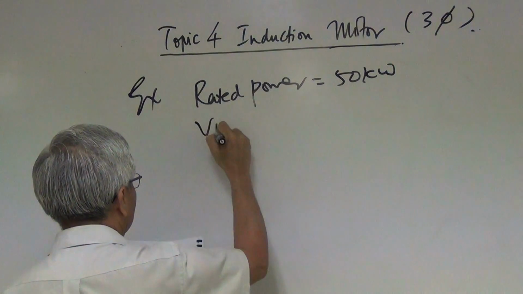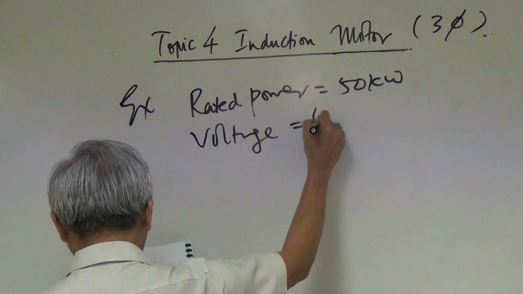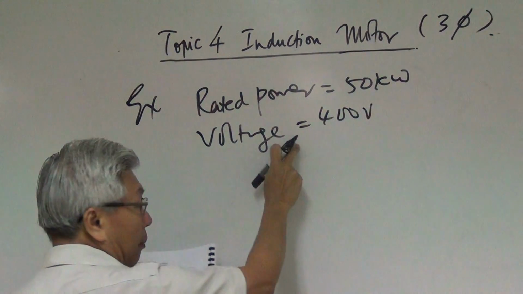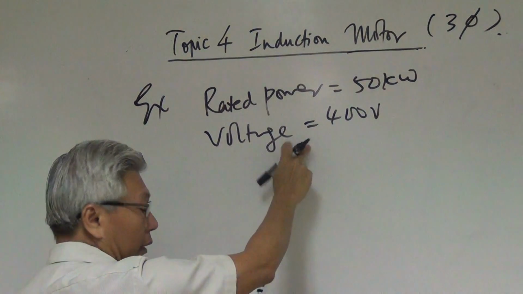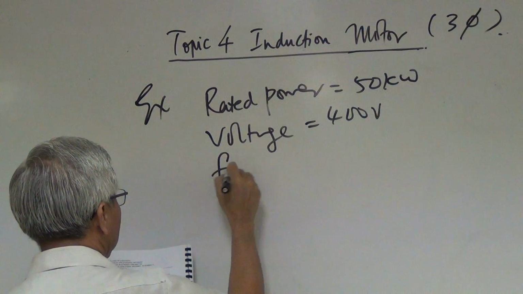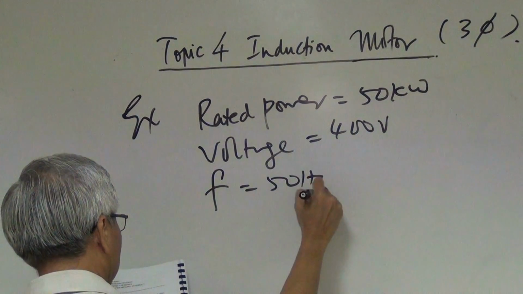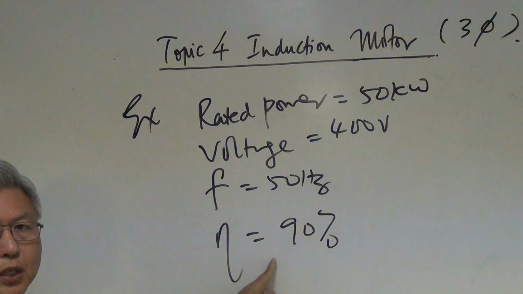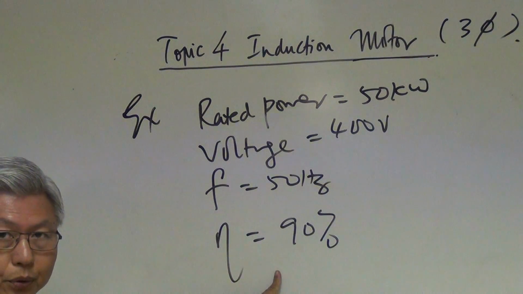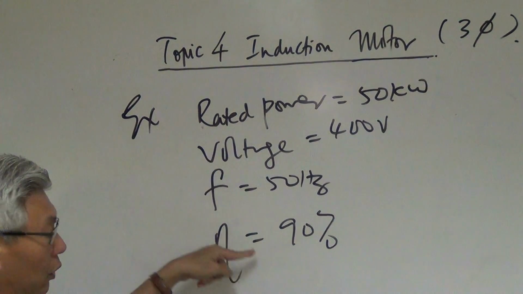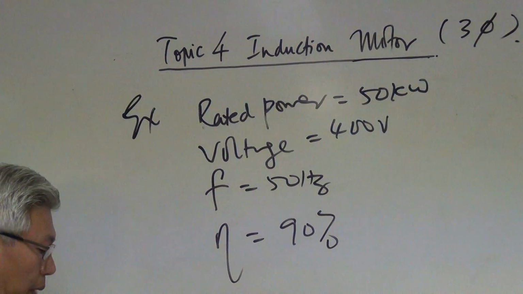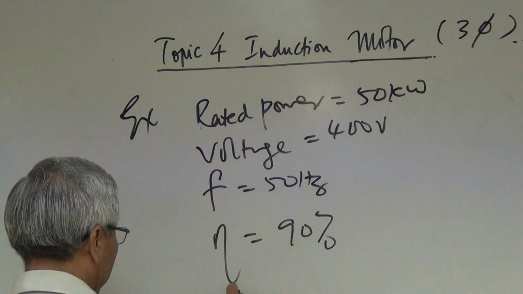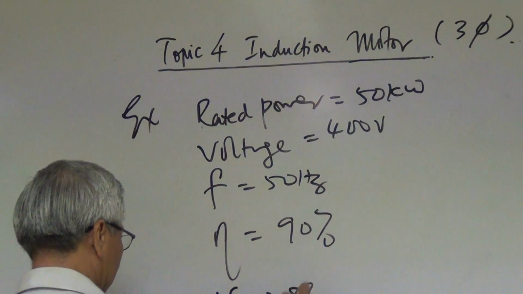The voltage is 400 volts. Remember, it's a 3-phase topic, so it's a line voltage. Frequency is equal to 50 Hz. Efficiency is equal to 90%. When you see the word efficiency, you remember it's output divided by input. Since I know the output power and the efficiency, I should be able to find the input power. Power factor is equal to 0.86 lagging.